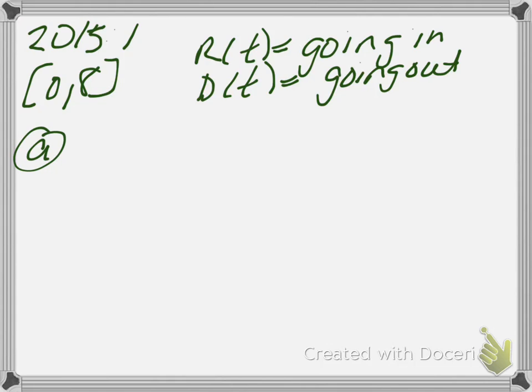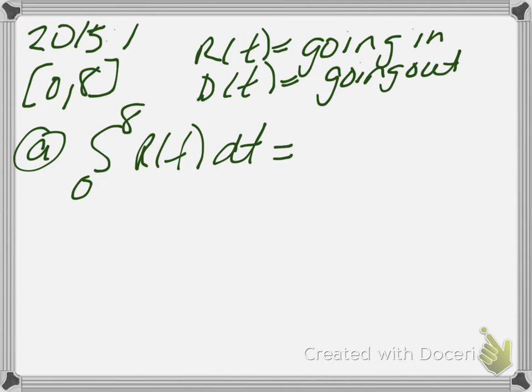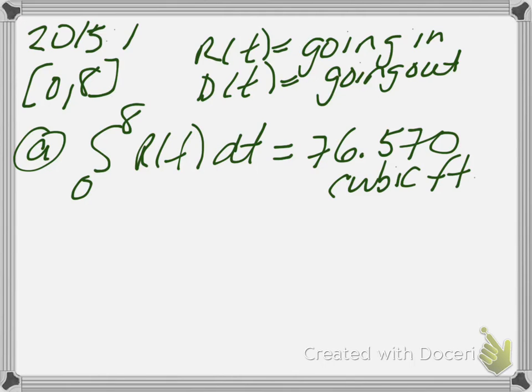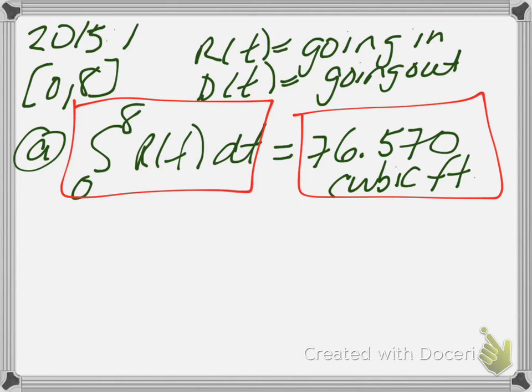Okay, so part A. How much water went into the pipe? Going in is R of T, so we're going to have the integral from 0 to 8 of R of T dt. This is a calculator question, so you're going to pop it into your calculator and you're going to get 76.570 cubic feet, or feet cubed. The point value for that is 1 point for this and 1 point for that. I'm going to erase and go on to part B.